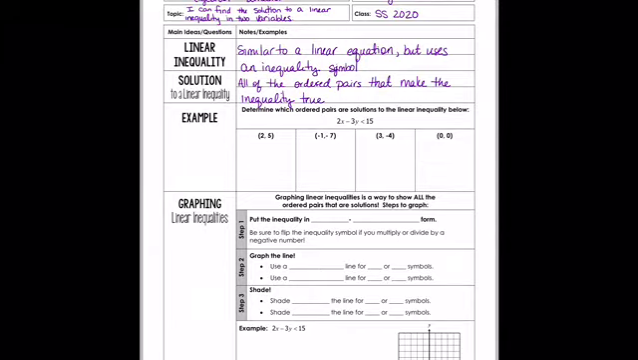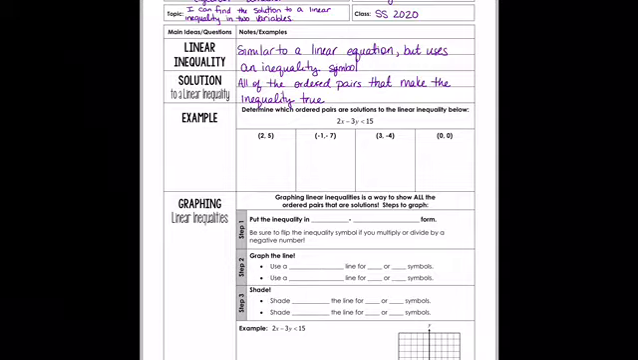So you're going to be shading a region of your graph because the line that you're going to graph is going to be kind of like a boundary, and it's going to split the inequality into two pieces. Part of the graph is going to work, part of the graph is not going to work. So let's look through a couple of examples to figure out what I'm talking about.